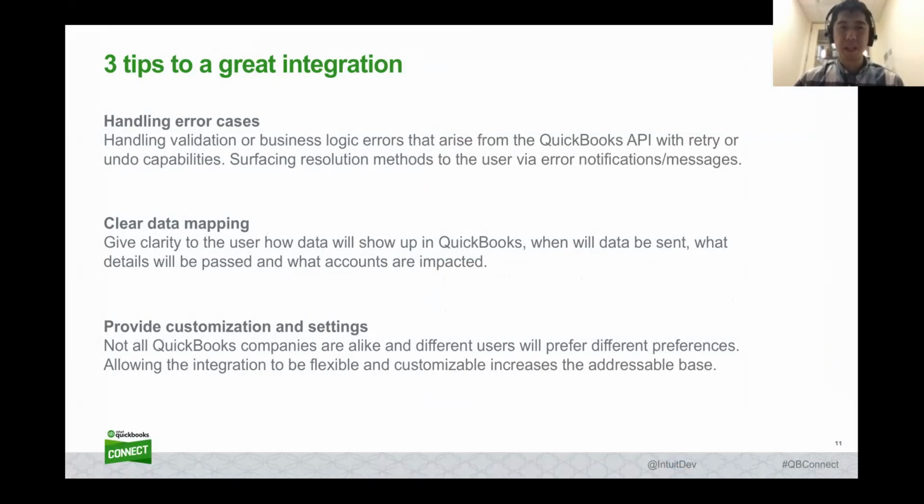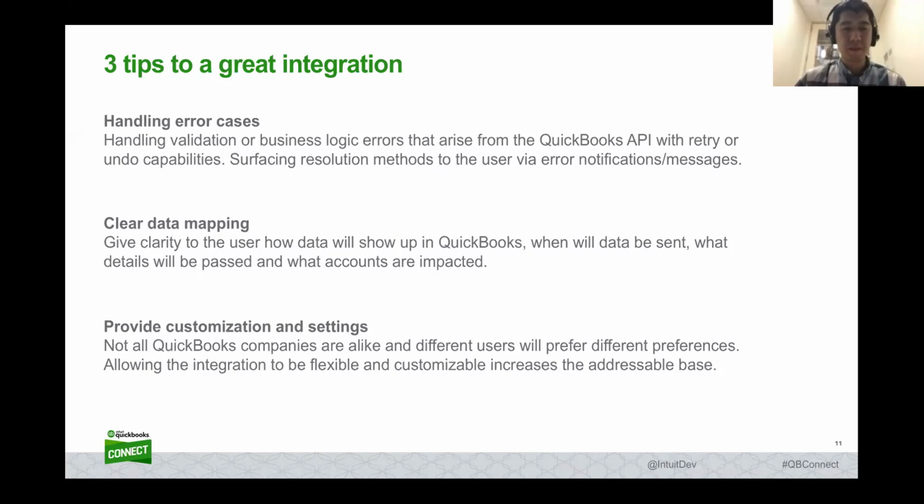So, three summary tips for that great integration that, if I were an integration developer, I would keep an eye on. One is error cases. We always design well for the happy path as integration developers, but there are always going to be error cases, and those things can make or break an integration. And by anticipating what type of errors can arise from the API, putting in things like retry logic or maybe capabilities to undo certain actions, and then surfacing the resolution methods to the user. Sometimes the user can actually address problems themselves. At other times, your integration might want to handle it. But it's important to be able to notify the user if something has not worked the way they expected.